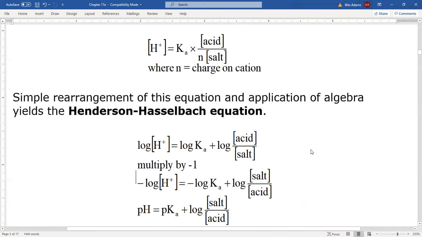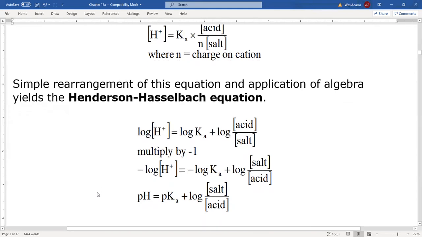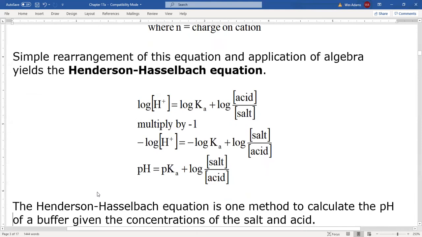So with simple rearrangement, taking the negative log of both sides, we end up with an equation after a little mathematics where the pH equals the pKa plus the log of the salt concentration divided by the acid concentration. We call that the Henderson-Hasselbalch equation. If you had one that was not univalent, in the denominator of that log statement you would see an n, so you could adjust it as well. But that's the Henderson-Hasselbalch equation, and you should know it. Then we can calculate the pH of a buffer given the concentrations without doing a whole bunch of equilibrium problems, just by plugging into the equation.